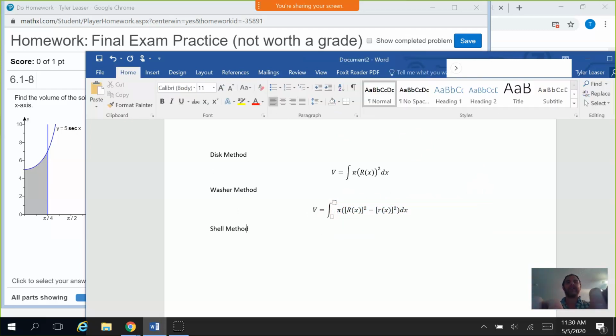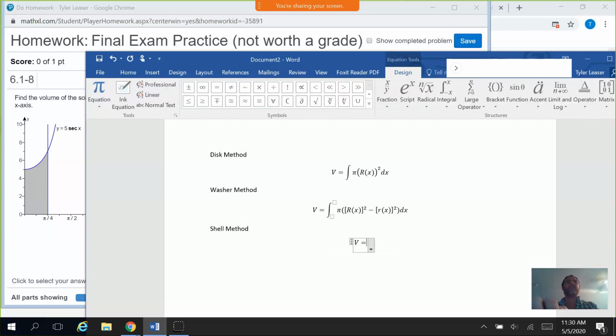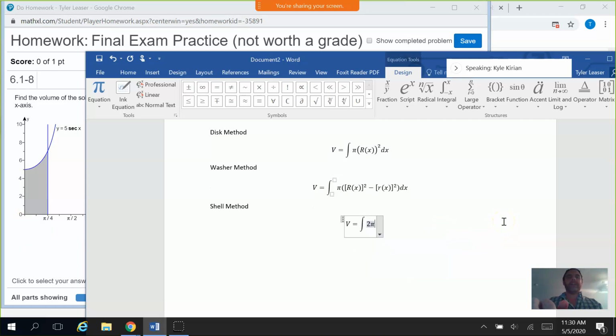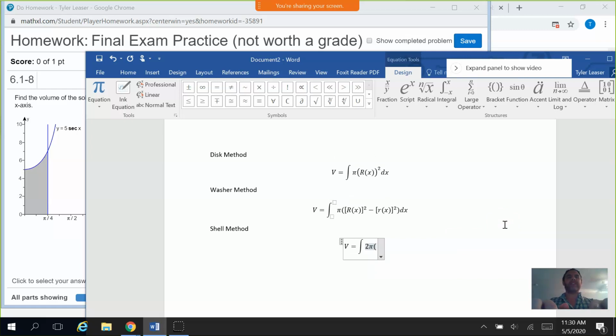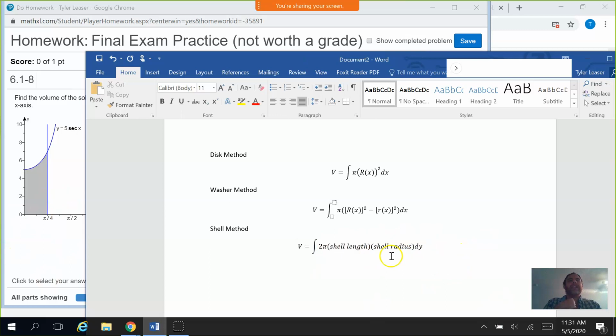And then we finally, in section 2, talked about the shell method. The shell method was a little bit weird because the integral was integrating over the opposite variable. So if you're revolving around the x-axis, you would actually be integrating with respect to y. The formula to it was 2 pi, and then it was the shell length times the shell radius, and then again, revolving around the x-axis, we would be integrating with respect to y. So the length and the radius would have to be functions of y for this to work.